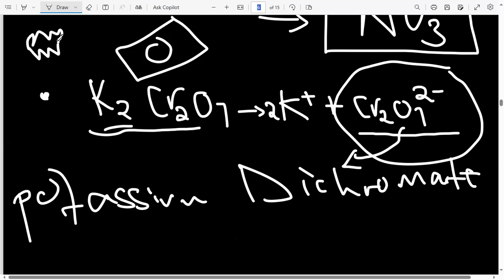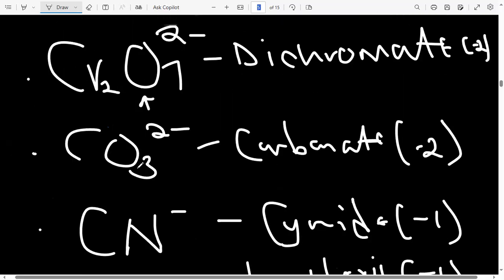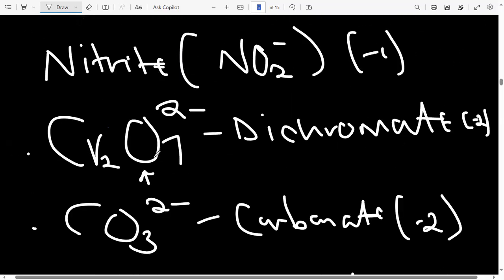My question was, how are you able to tell, for example, when this compound, that dichromate, has a 2- charge? Okay, so I think before we started this, I was giving some of the common radicals that we use. I think I gave it. Where is it? So this one here, you've seen the dichromate. I think I gave it here.